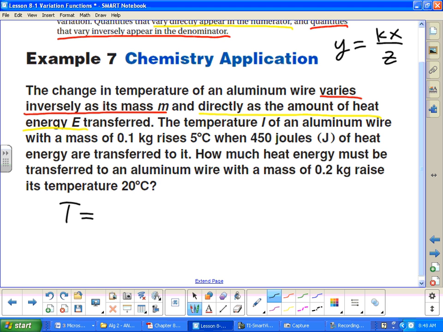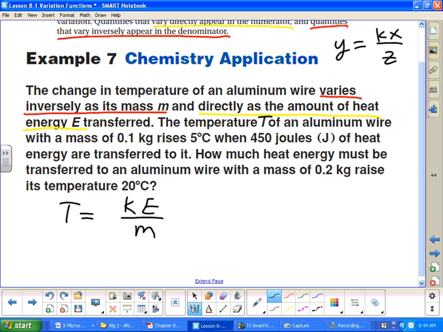Varies inversely with the mass, so that's in the denominator, and directly with the heat energy, that's in the numerator, and then we have our constant of variation. And that constant of variation always is in the numerator. So it says the temperature, oh, and they're using I. I don't know why they're using I, but let's change that to a T.